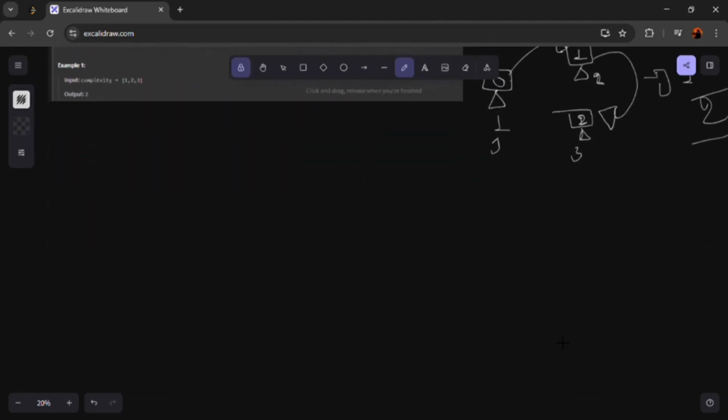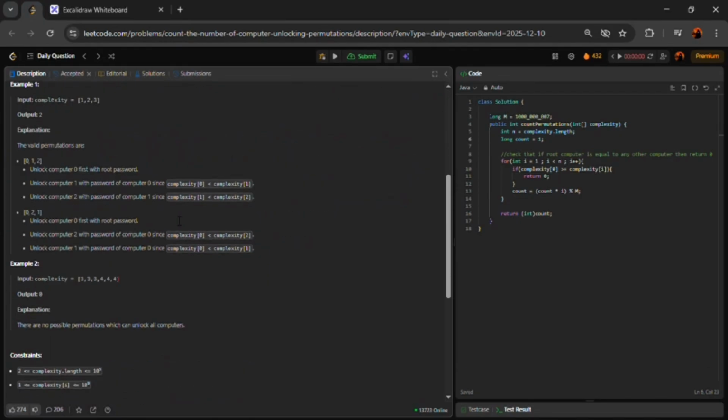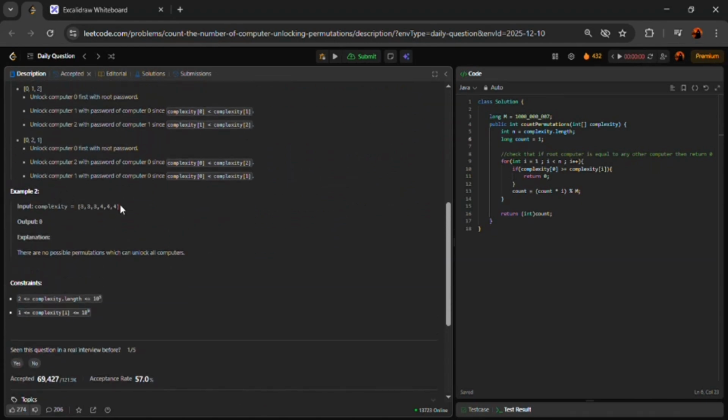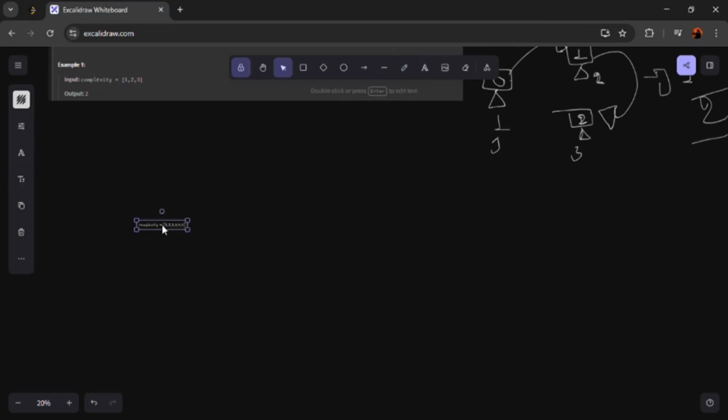Now let's take another example, which is also the example of today's POTD. Let's understand this example also. In this example you will understand the approach for this question. Now look here, if you have computer 0 and this computer 0 is already unlocked.